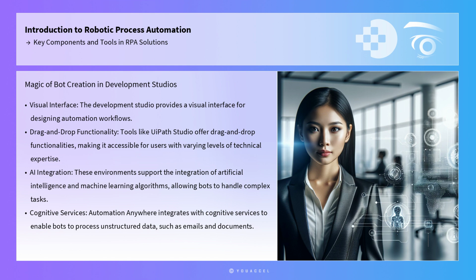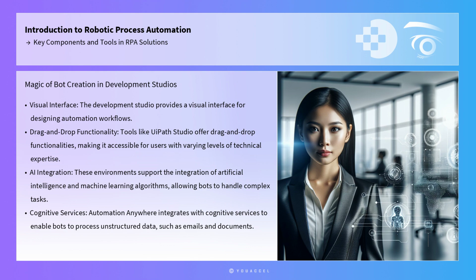The development studio is where the magic of bot creation happens. It provides a visual interface for designing automation workflows. Tools such as UiPath Studio and Automation Anywhere's Bot Creator offer drag-and-drop functionalities, making it accessible for users with varying levels of technical expertise. These development environments support the integration of artificial intelligence and machine learning algorithms, allowing bots to handle more complex tasks that involve decision-making and pattern recognition. As an example, Automation Anywhere integrates with cognitive services to enable bots to process unstructured data, such as emails and documents.